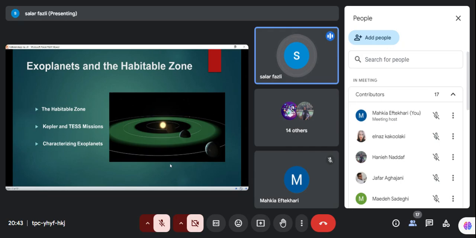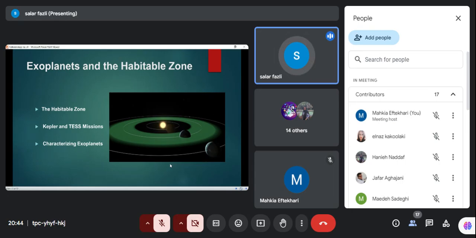The habitable zone, often referred to as the Goldilocks zone, is the region around a star where temperatures are just right for liquid water to exist. Planets within this zone have the potential to support life as we know it. Every star, whether it's small or big, depending on its temperature, has its own habitable zone.